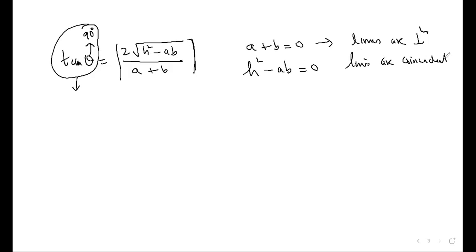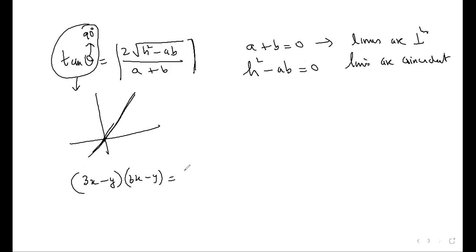Why are the lines not parallel here? We said coincident. What do you mean by coincident? Both the lines are the same, theta between them is 0. Because they pass through the origin, they cannot be parallel. They have a common point. So it is like this: 3x minus y into 3x minus y. This also will give you a homogeneous equation. So both the lines became the same. In such a case, h square minus ab will be 0.